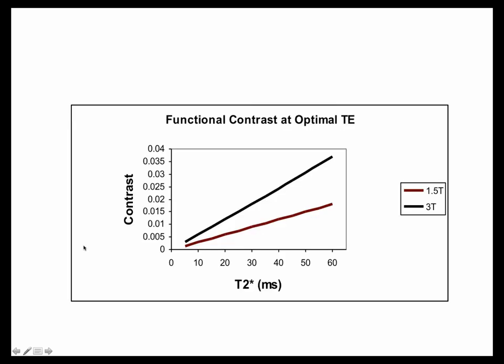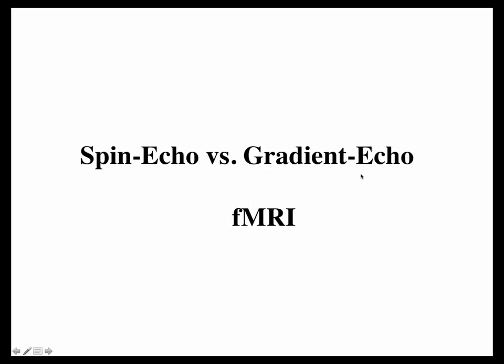Okay, but still, if you're at the optimal echo time, where the echo time matches the T2 star of the predominant tissue, yes, the T2 star goes down a little bit at 3 Tesla, but not that much. And so overall, the change in contrast, the contrast gain, is much higher at 3 Tesla. And it corresponds linearly, approximately, with field strength.